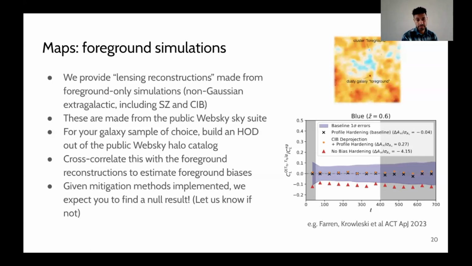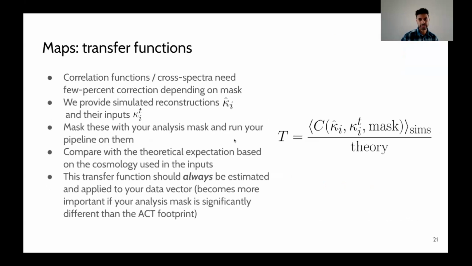Given the mitigation methods that we've implemented, we expect you to find a null result, but if you don't, you should let us know, because we haven't seen so far any galaxy sample where foreground biases can be detected, which is a testament to the work that we've done to implement algorithms that mitigate these foreground biases. And on the next slide is the last subtlety here, which you'll hear from Joshua Kim in detail. There's going to be a notebook that presents this.